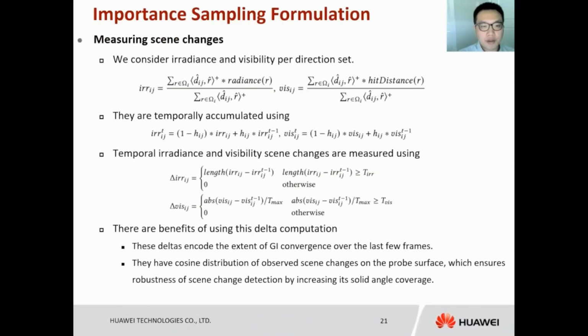To measure scene changes, we consider how we compute the irradiance and visibility by using the radiance and the hit distance gathered from the ray samples. And these irradiance and visibility are temporally accumulated using the hysteresis formula. To compute the temporal deltas of the state of the scene changes, we just compute the difference between what's being accumulated from the history and what's being computed using the current frame's ray sample buffers. These deltas naturally encode the extent of GI convergence over the last few frames. And as we show in our paper, they also have a cosine distribution on the probe surfaces, which improves the robustness of scene change detection.